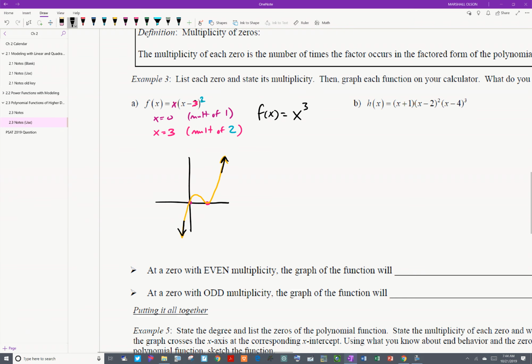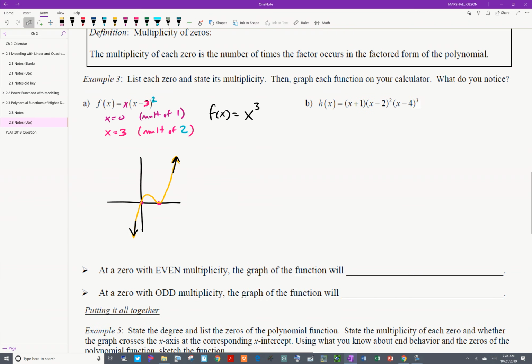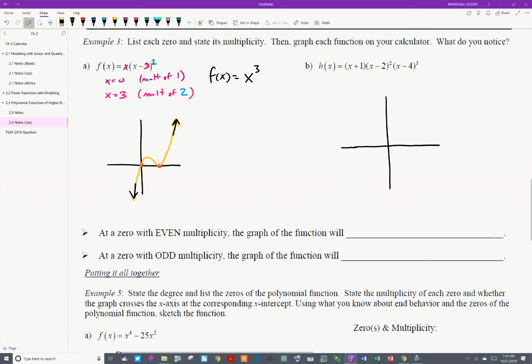All right, take a second and try to find the zeros of the next one, plot them on a graph, and whether or not they're even or odd, figure out if it goes through or is tangent to. And as you do that, I'm just going to fill out these lines down here, which we just talked about, and it crosses the x-axis versus whether it is tangent to the x-axis. We'll take a look at these together.